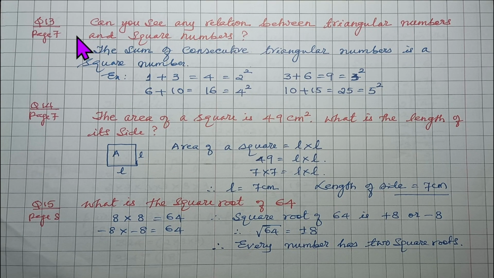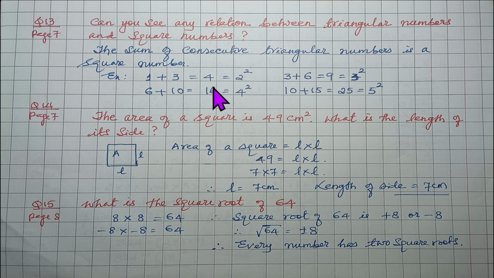Now coming to question number 13, page number 7. Can you see any relation between triangular numbers and square numbers? 100% there is a relation. First of all, we know what a triangular number is and how to find triangular numbers, and the sum of consecutive triangular numbers is 100% a square number. For example, the first triangular number is 1, the second triangular number is 3, 1 plus 3 is 4, therefore it is 2 square. Then we have the triangular numbers 6 and 10. 6 is one triangular number, 10 is another triangular number. When we add, we get 16, that is 4 square. When we add 3 and 6, we get 9, that is 3 square. 10 and 15, we get 25, that is 5 square. So like that, the sum of consecutive triangular numbers is a perfect square. So remember that.